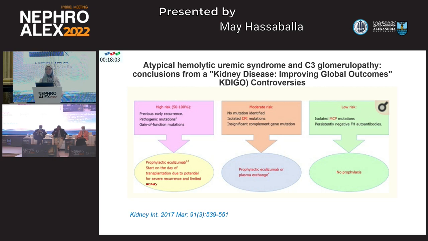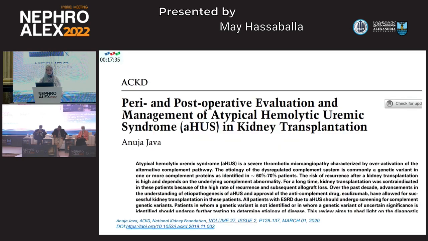And the moderate-risk groups are those with no mutations identified, or isolated complement factor I mutations, or insignificant complement gene mutations, which are called a variant of uncertain significance. So here the prophylaxis will be eculizumab or plasma exchange. And those with isolated membrane cofactor protein mutations with persistently negative complement factor H autoantibodies are low-risk patients, and you don't need to give prophylaxis for this group of patients.